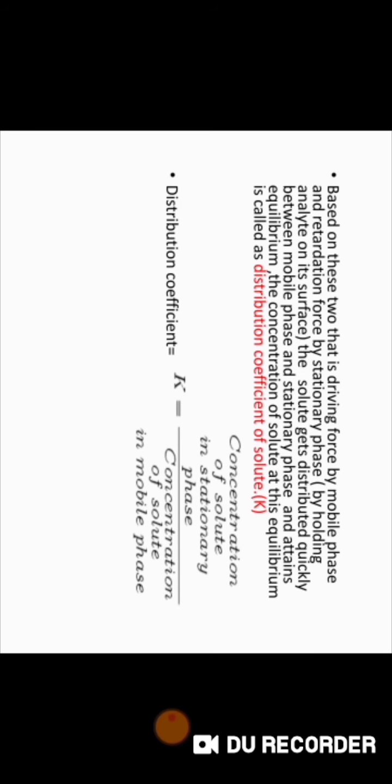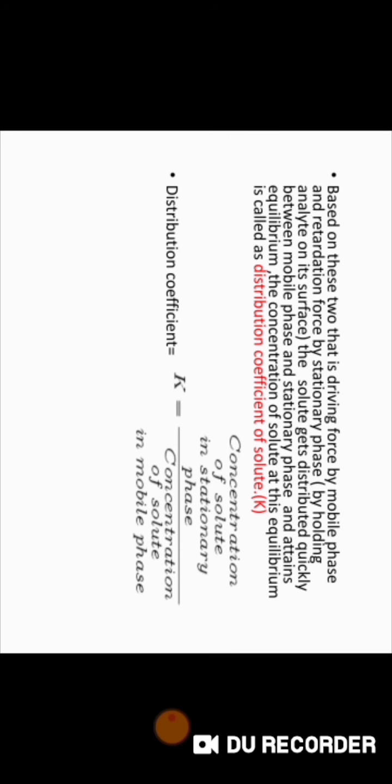So the separation of that solute, or the movement of that solute, depends upon the distribution coefficient. The formula says that K is equal to the concentration of solute in the stationary phase divided by the concentration of solute in the mobile phase. So K is related to the concentration of solute in these two phases, that means the stationary phase as well as the mobile phase. For example, we will have two solutes, solute A and solute B. If solute A has a higher K value, that means it will move slower.